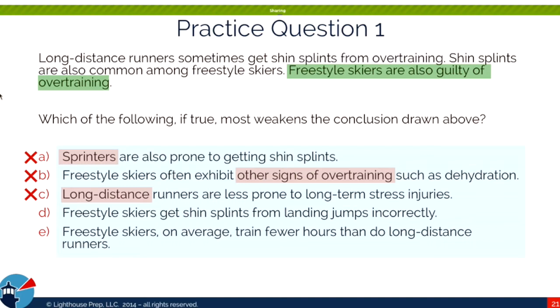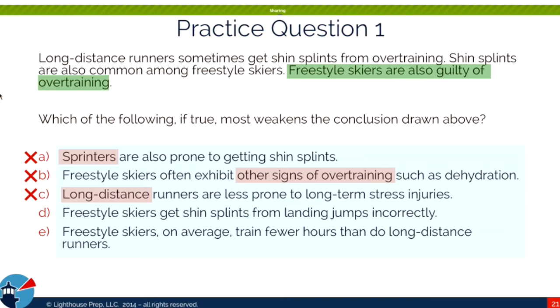Well, what this is saying is there's an alternate cause here. There's something else that can also cause shin splints that is not overtraining. So it could cast doubt on whether or not overtraining is the cause of shin splints, or shin splints are the cause of overtraining. So we can keep this one for now and move on to answer choice D, because remember, we still want to eliminate all other answer choices before we settle on D.